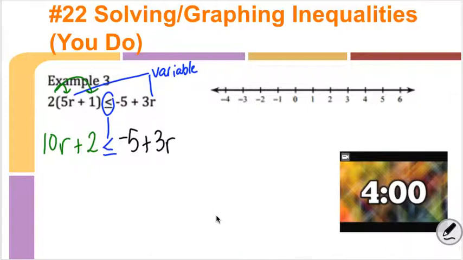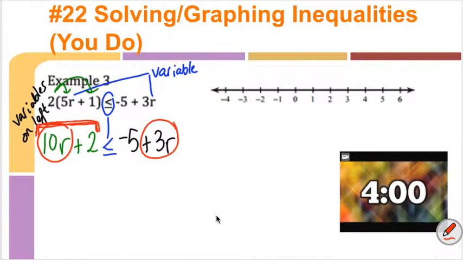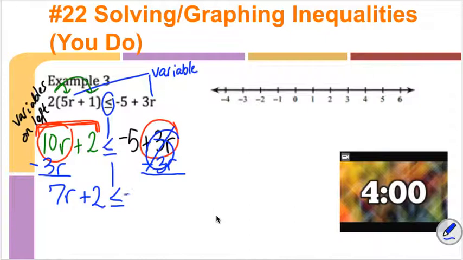Now I think to myself, I want my variables on the left. It'll make things easier with the less than or equal to sign. So I notice these like terms, 10r and 3r, right? But I actually want to keep the r's on this side. So I actually am going to go ahead and get rid of the 3r on the right side. So I subtract 3r and I subtract 3r. So that makes a 0 pair. So I'm left with 7r, add 2, still less than or equal to negative 5.